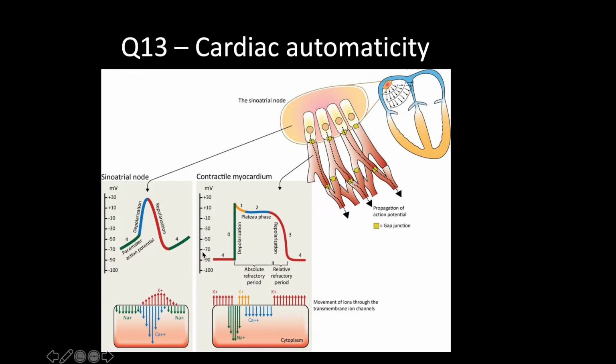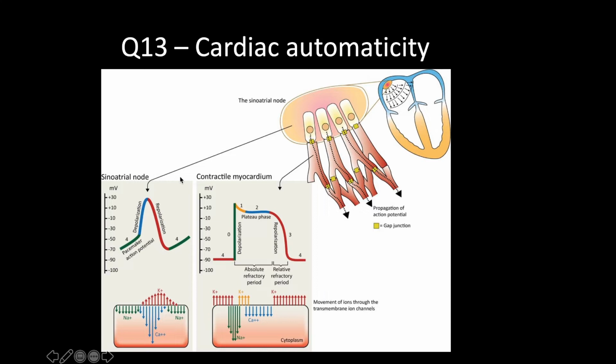And to summarize, this is a nice little picture of this. You have both graphs in the same picture here: the SA node and the contractile myocardium. And to sum up, you have depolarization happening here, reaching the threshold here. Depolarization occurs because these calcium channels are activated and they allow an influx of calcium ions.